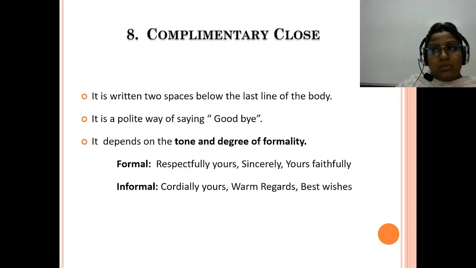Next comes the close part. It depends on the tone and the degree of formality. Respectful, sincere, yours faithfully. You have to write this. And if you are writing any information, you can simply write best wishes or warm regards.